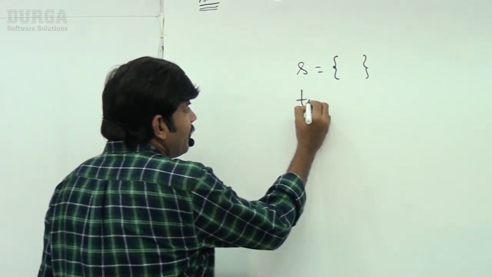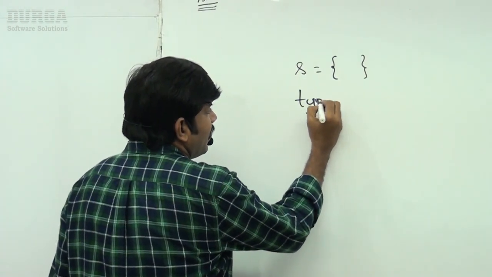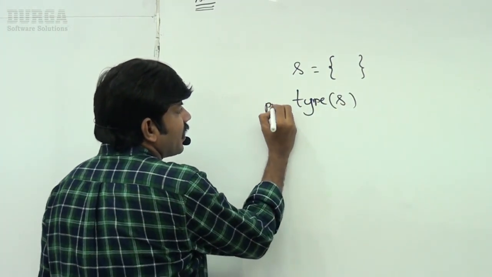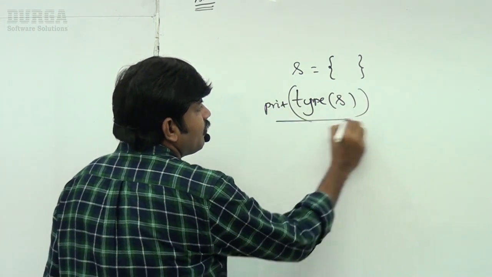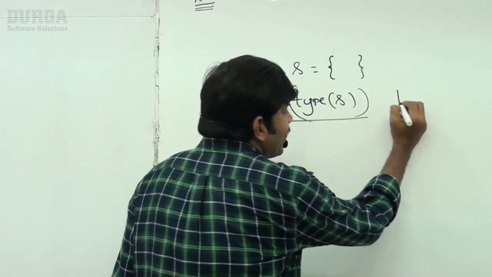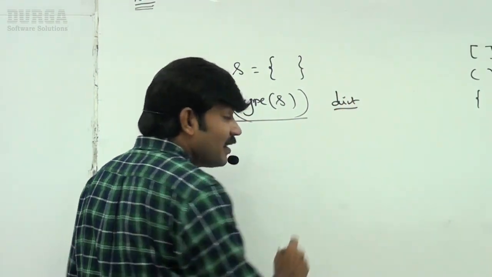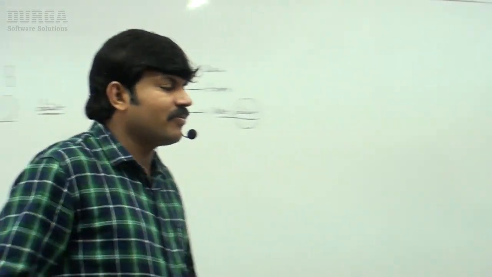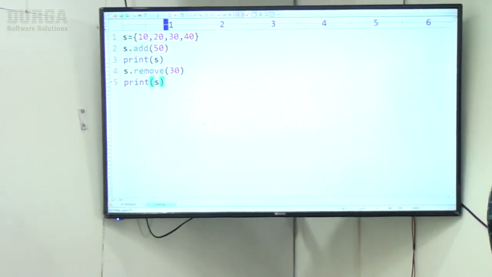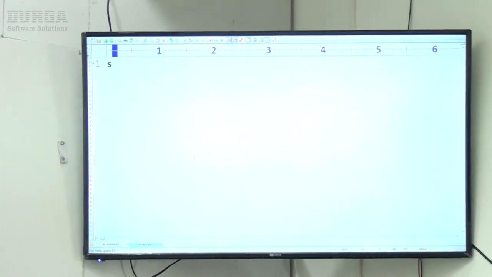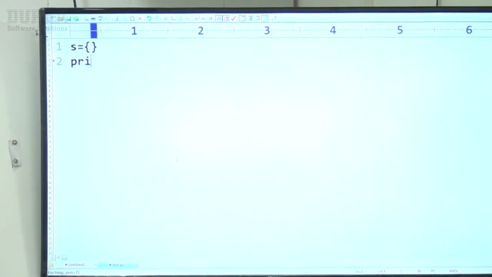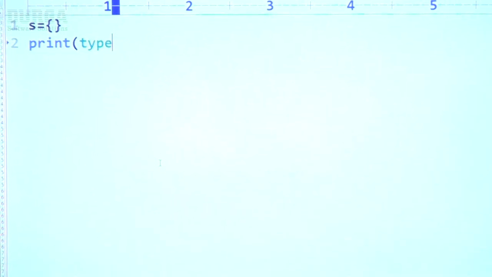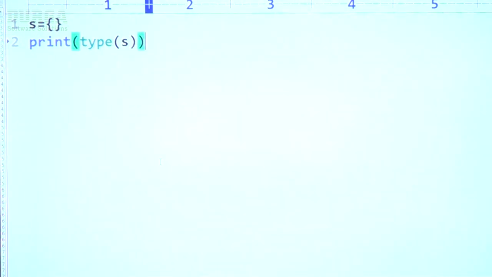Where is the proof for that? Sir, type of yes. Can you please print type of yes? You are going to get dict, sir, but not a set. Okay, very dangerous point. Have a look once. I am trying to take yes only. Print of type of yes.